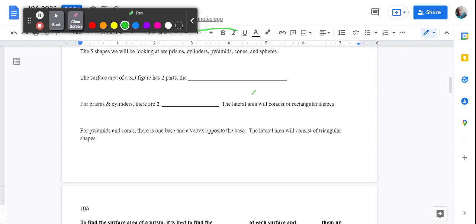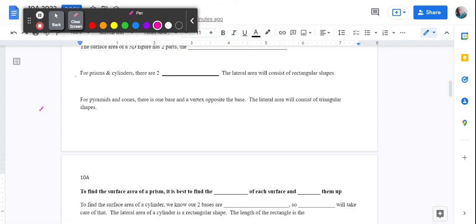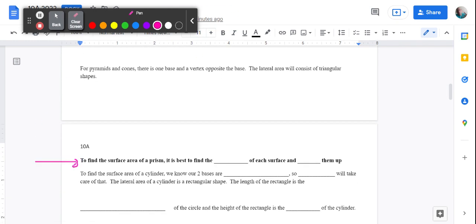And I'm going to jump around a little bit here. I want to start with the surface area of a prism. We know a prism is just a box shape. With prisms, there's a formula to find the surface area, but I'm not particularly a fan of that formula. I think it's a little bit confusing. In prisms, there's just rectangles and then whatever shape the bases are. So the best thing to do for prisms is find the area of each surface and then add them up.